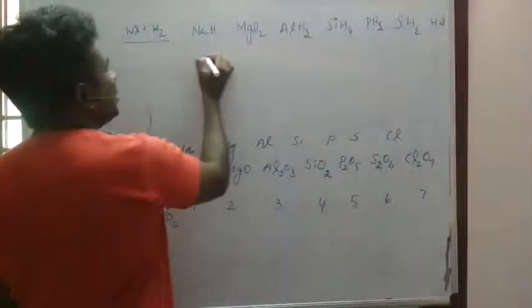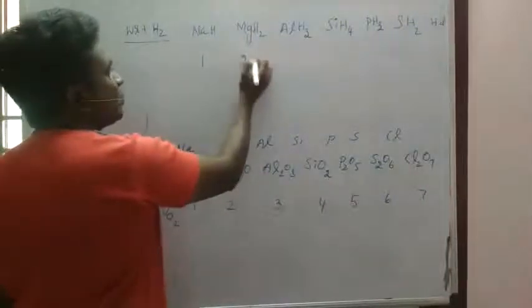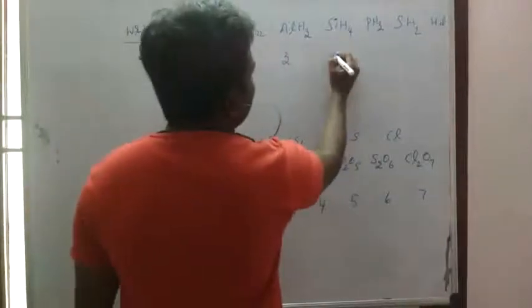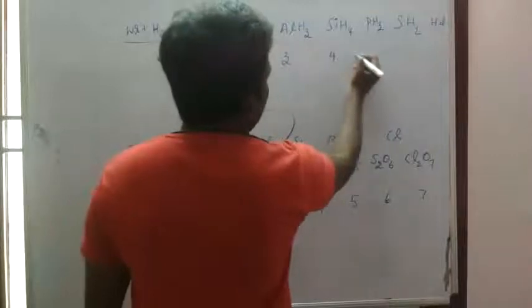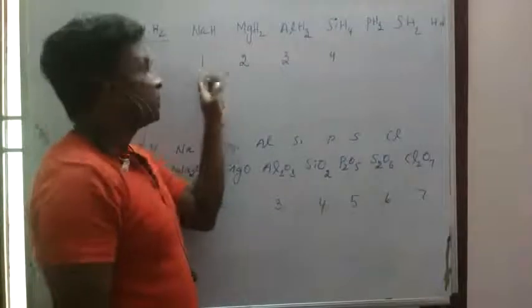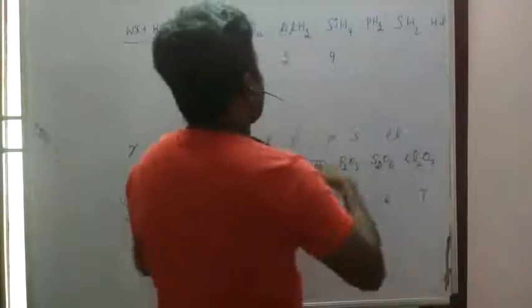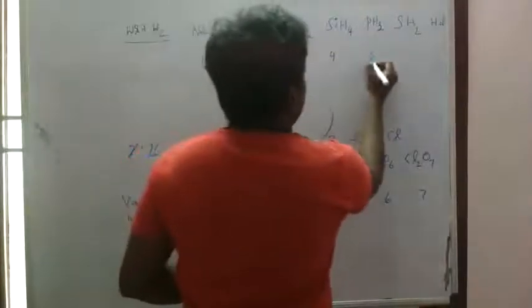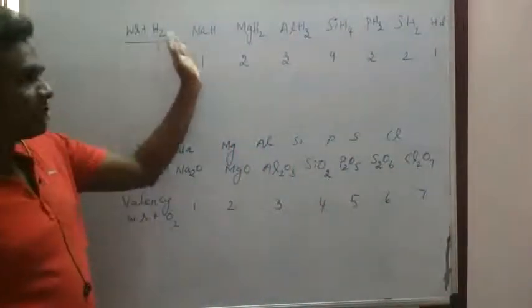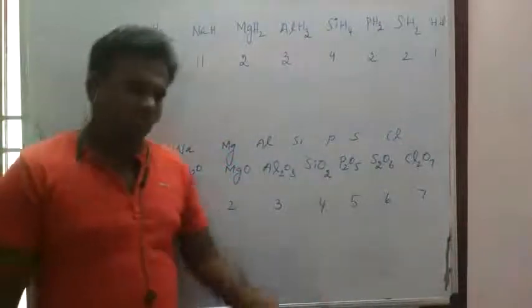Now valency with respect to hydrogen: sodium valency is 1, magnesium valency is 2, aluminum valency is 3, silicon valency is 4. As I told you, with respect to hydrogen, the valency first starts to increase from 1 to 4. Then it starts to decrease, 4 to 3, 2, 1. So this is the valency of the elements along the third period with respect to hydrogen. Okay, guys, this is about the valency.